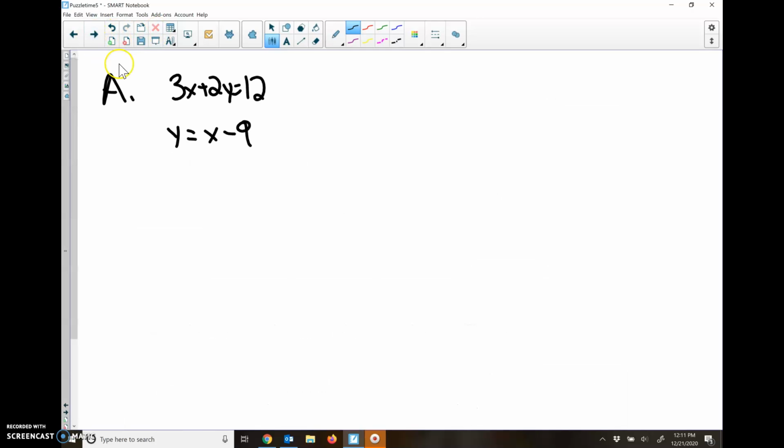So remember, this one's about substitution. I've got three different kinds of problems here, so we're going to do letters A, I, and H. Here you'll see in letter A, the y is already by itself.